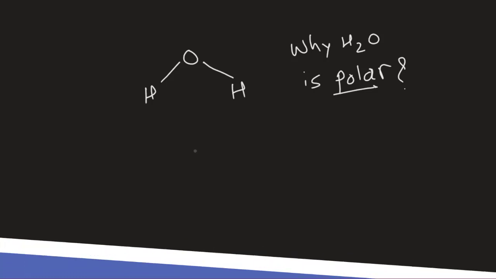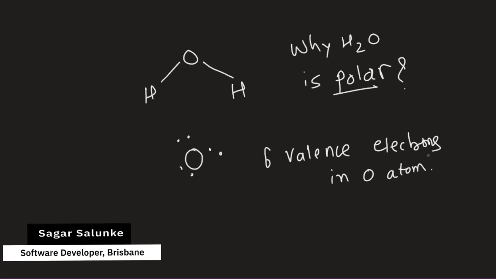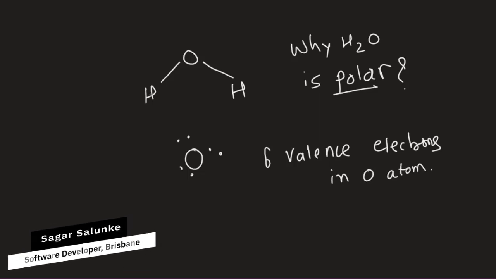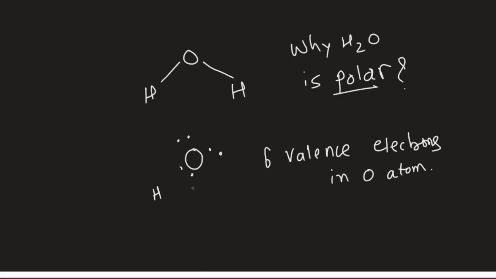If you look at the oxygen, we have got 6 valence electrons in the oxygen. Valence electrons means the electrons that are in the outer shell of oxygen. So 6 valence electrons in oxygen. When it makes the bond with two hydrogens, what happens is that two electrons are shared with each hydrogen.